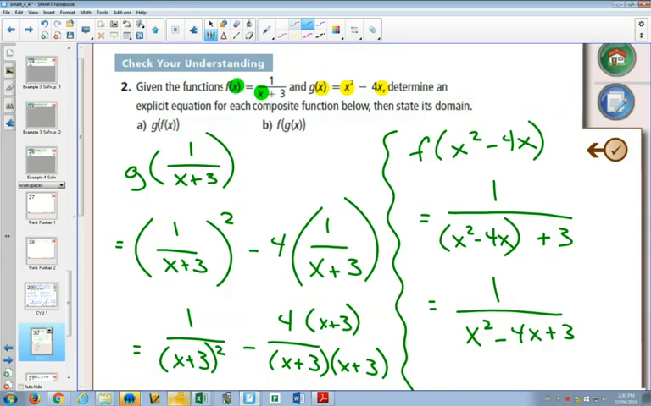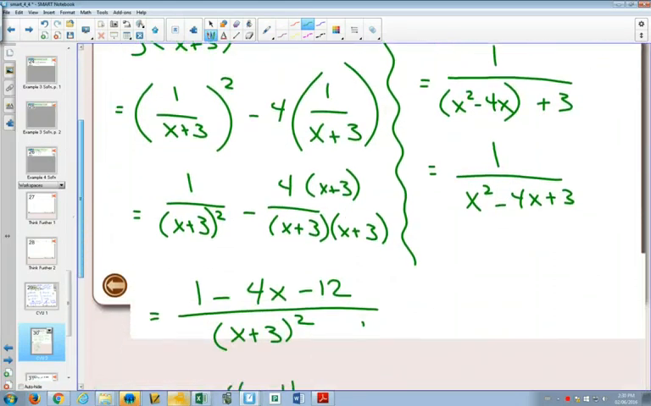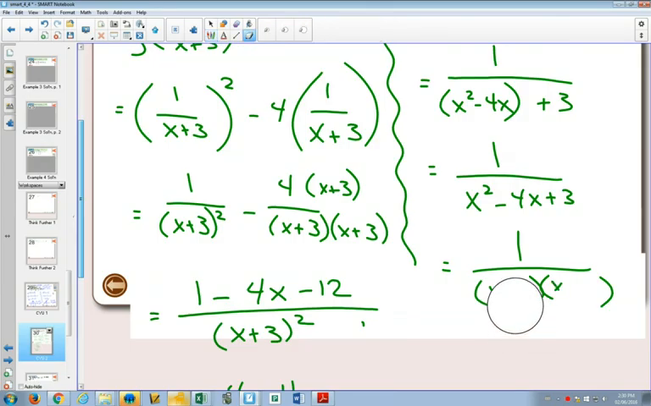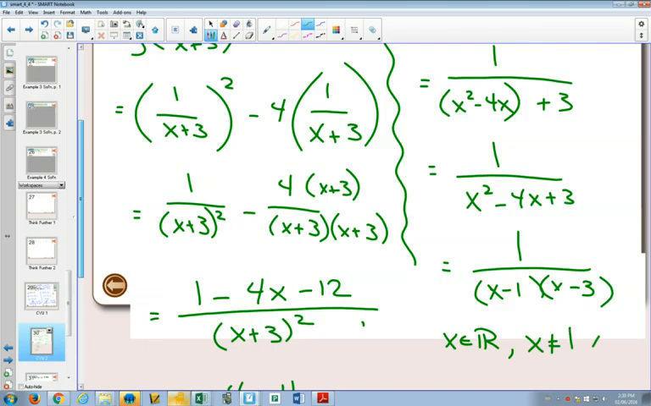What is the domain of that? Are there any non-permissible values? x can't equal 1 or 3. How did you know that? You would have to factor the bottom. x minus 1, x minus 3. So the domain is everything but x can't equal 1 and x can't equal 3.